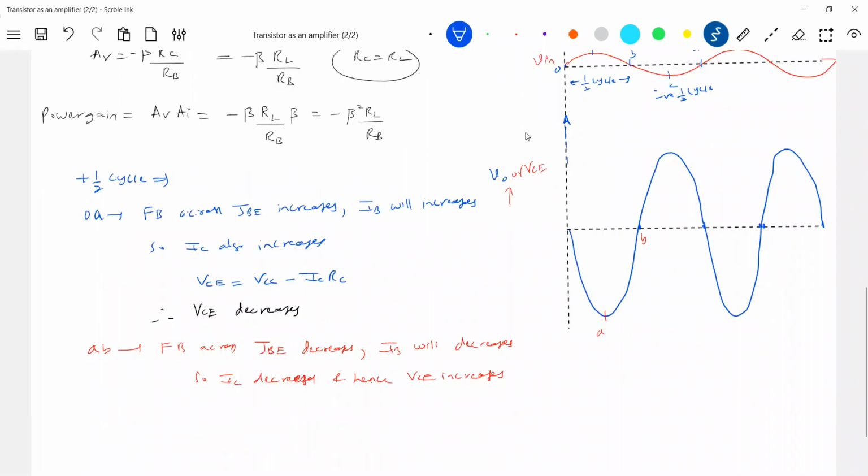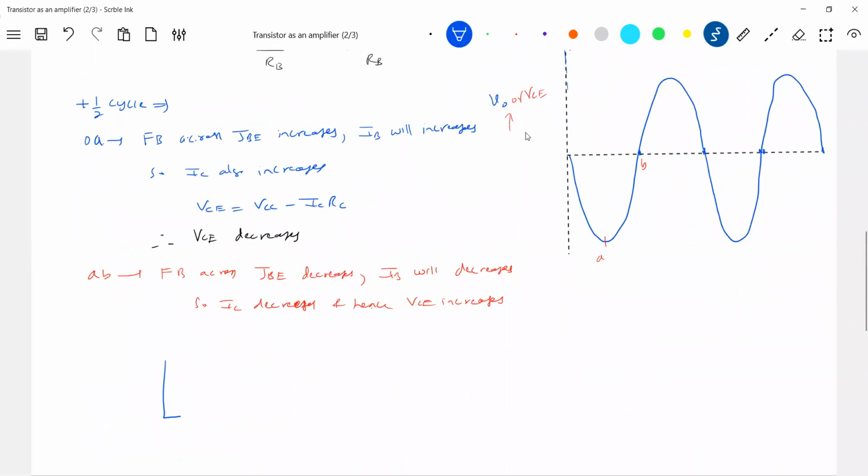So how does the block diagram look for a CE amplifier, a common emitter amplifier? If you give a small input signal, it will produce a large output signal. Then we'll get a large output signal, and it will be out of phase.